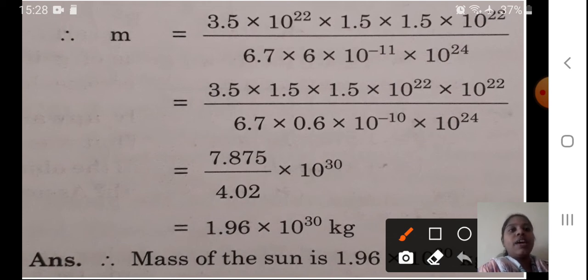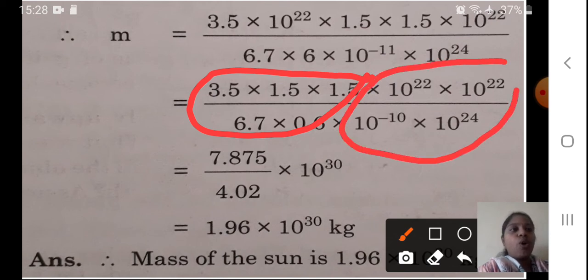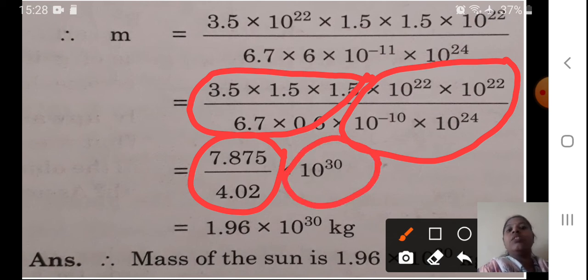Now see, can you see they have taken all the numbers together? Can you see this part? And all the 10 raised to terms are at the end. In the same way you also do, it will be easier for you. When you do this calculation, you get this answer, 7.875 upon 4.02. You may get some digit different here and there when you do your own calculation. And when you solve this, you are going to get the answer as 10 raised to 30.